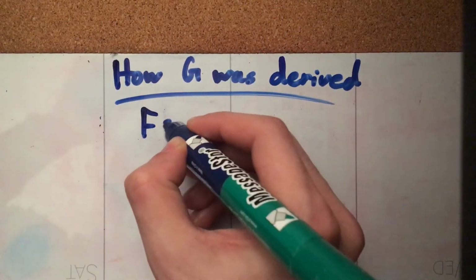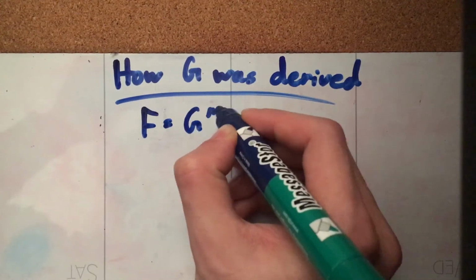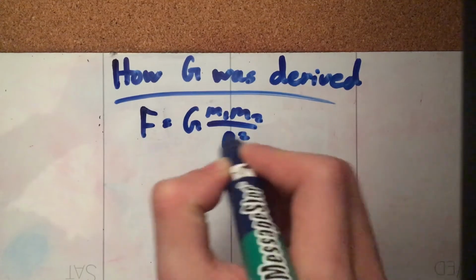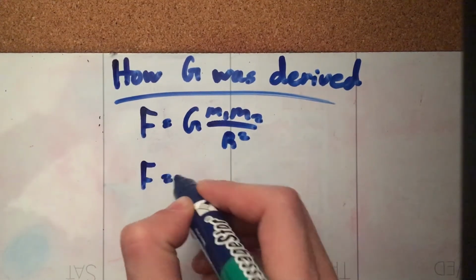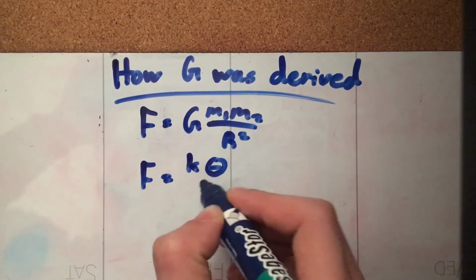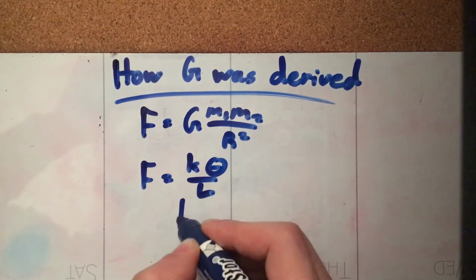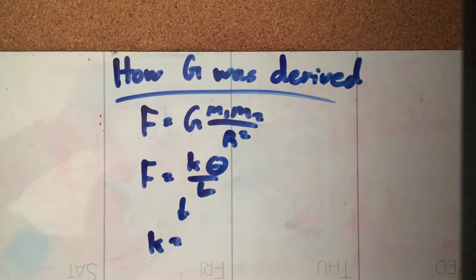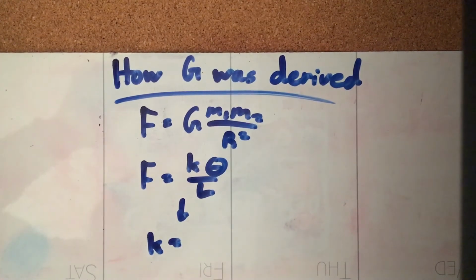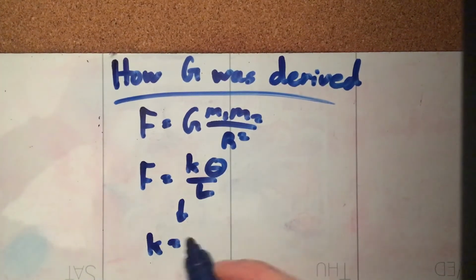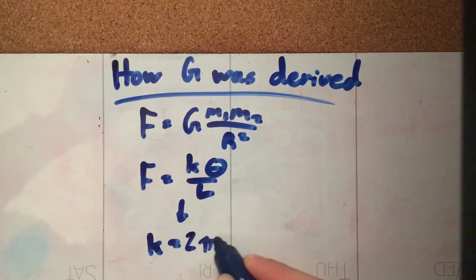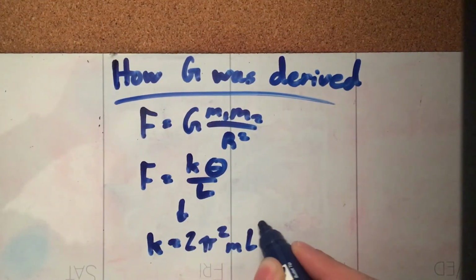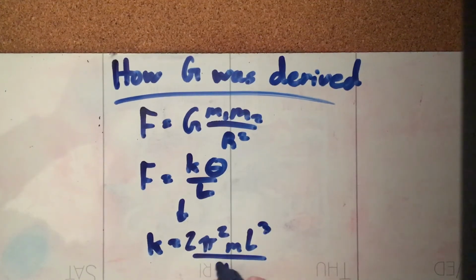This is how we derive G. First, we know F equals G times M1 M2 over R squared. We also know F equals K theta over L. Then we know K equals 2 pi squared M L cubed over T squared.